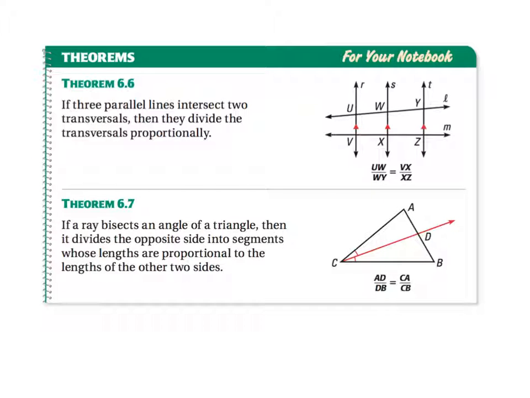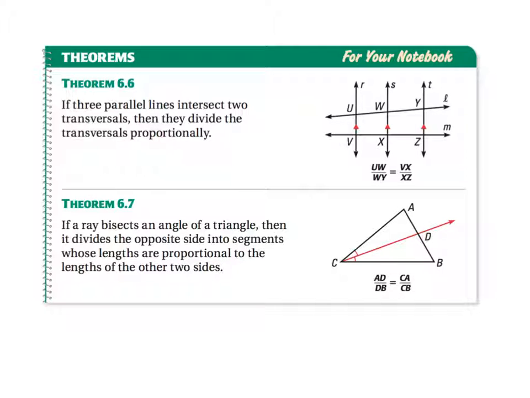And now we have 2 more theorems. Here's the first one, theorem 6.6. If 3 parallel lines intersect 2 transversals, so we have 3 parallel lines with 2 transversals, then they divide the transversals proportionally. So if you see here, that would mean that UW over WY would be equal to VX over XZ.